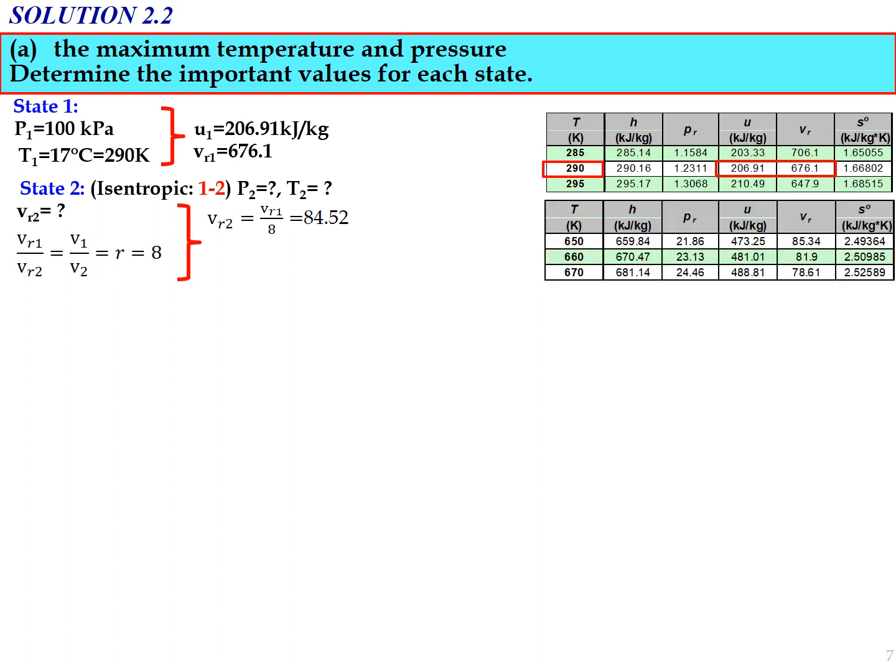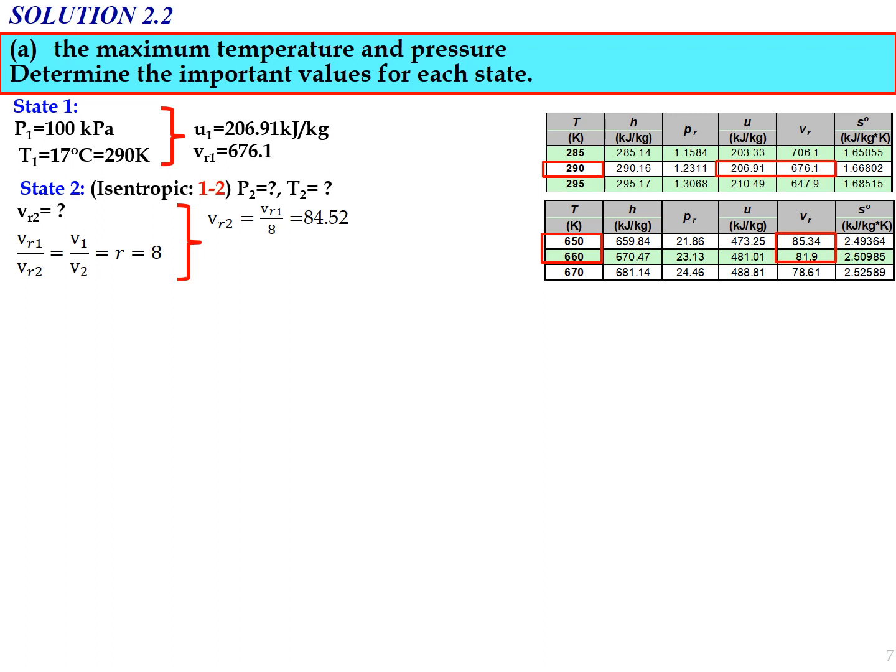Okay, to determine the other important values for state number 2, we need to use the ideal gas of air table. So you need to find the location in the table for VR2 equal to 84.52. By referring to the table, the value of VR2 is in between 81.9 and 85.34, which means you need to make an interpolation to determine the other properties such as internal energy, temperature, and so on.